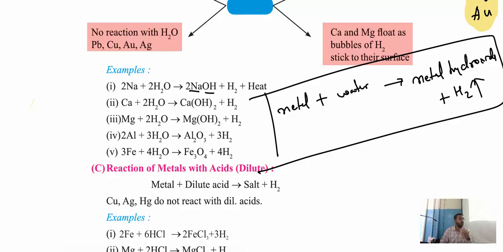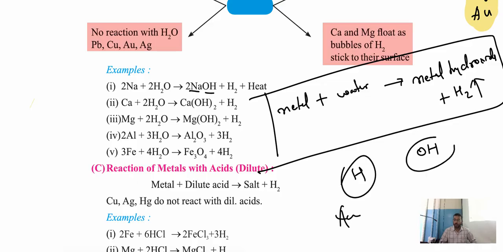Metal reacts with water. Name the product formed. Metal hydroxide. Wherever we find the word OH, that is hydroxide. You will get only H, that is hydrogen. OH is hydroxide, H is acid. OH is base. Clear? Hydroxide is nothing but base. Hydrogen is nothing but acid. H is acid, OH is base.